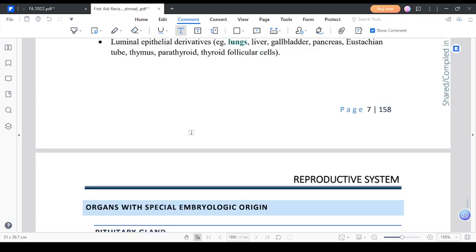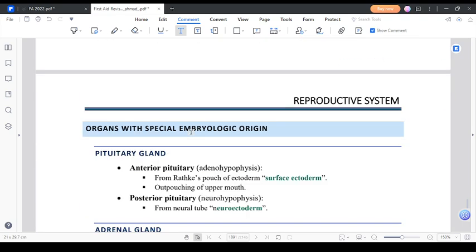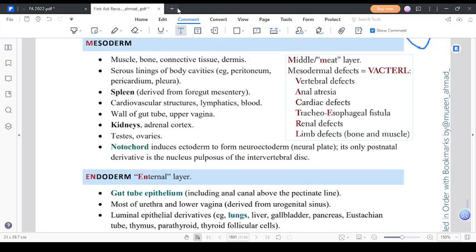Then the mesoderm derivatives and the endoderm derivatives are there. I know that we are ahead of our time. Not ahead of our time, we have crossed the upper limit of 50 minutes. We are at 54 already, but I want to complete this, so let's do it.